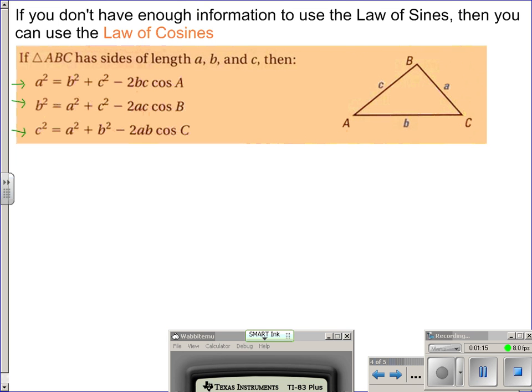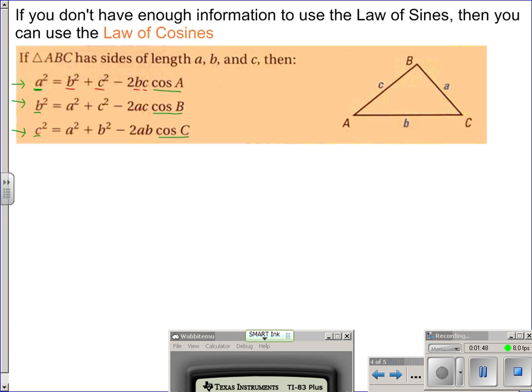But if you look very carefully at these three equations, there is a very distinct pattern. This first equation starts with side A, ends with the cosine of angle A. Side B ends with cosine of B. Side C ends with cosine of C. The other pattern is, going back to the first equation, it starts with side A, but all the other parts of the equation deal with the other two sides, B and C, B and C.